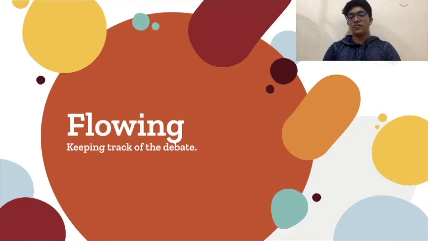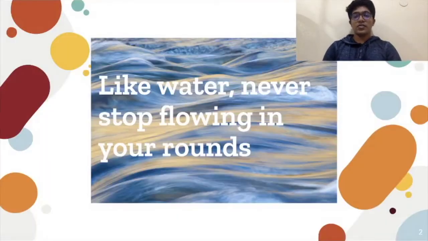Today we'll be talking about flowing, or how to keep track of the debate. So this graphic really quickly just shows the concept of flowing. It says, like water, never stop flowing in your rounds. So you should always be writing things down. You should always be keeping track of what happens in the debate, and that'll give you the best chance of responding to your opponent's arguments and coming up with your own arguments in later speeches. So always be writing things down.